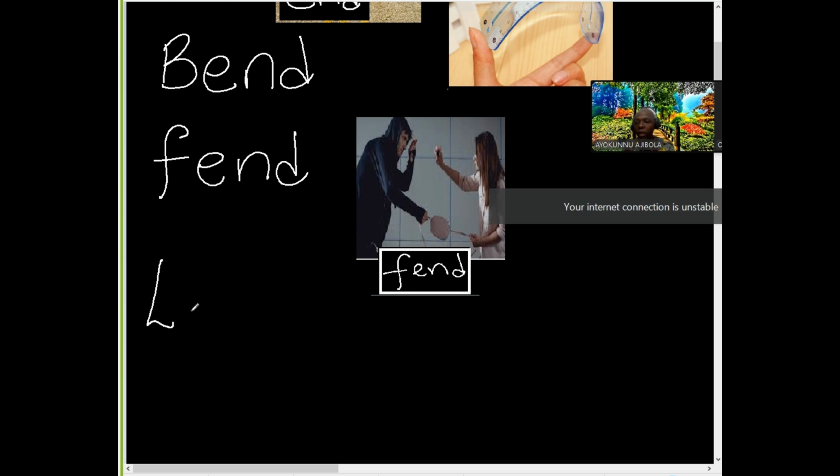L. Let me hear the sound L. Good. Now join it with end. It becomes lend. Again. Lend. Say end. End. Lend.